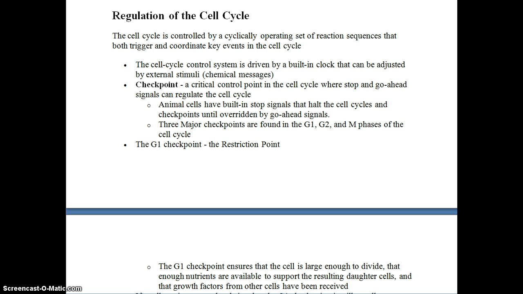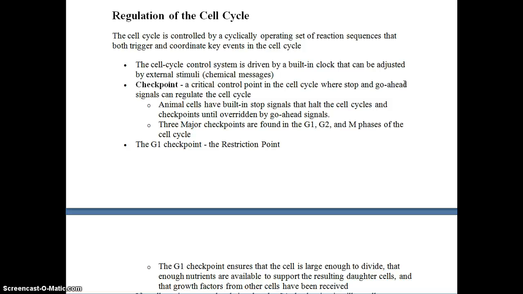So what happened is in the cell's life cycle, over time there have been built-in what we call checkpoints. A checkpoint is a critical control point where the cell cycle could stop or continue, almost like a red light, green light type of thing. Animal cells will have built-in stop signals, and they can be overridden by the go-ahead signals. You have three major checkpoints. There's the G1, the gap 1 or growth 1 phase, the G2, and M phases for mitosis.